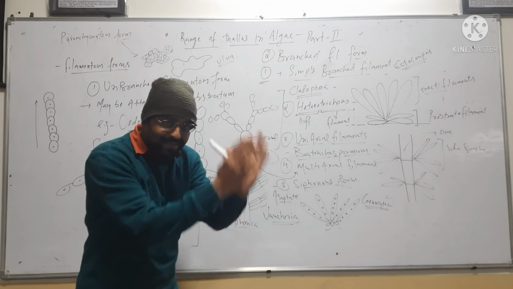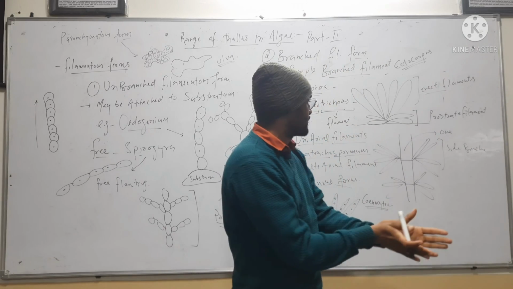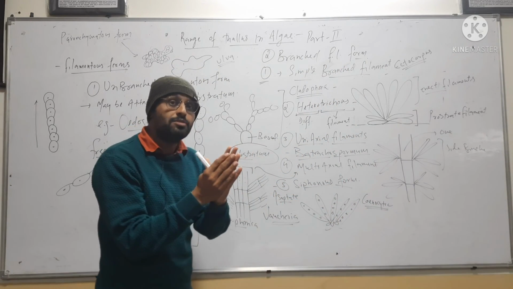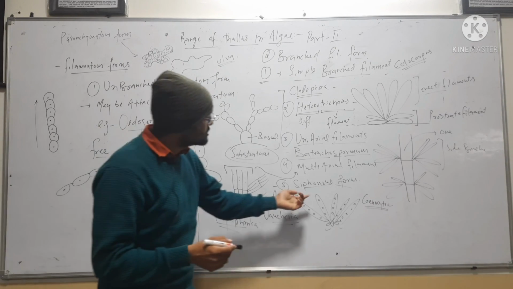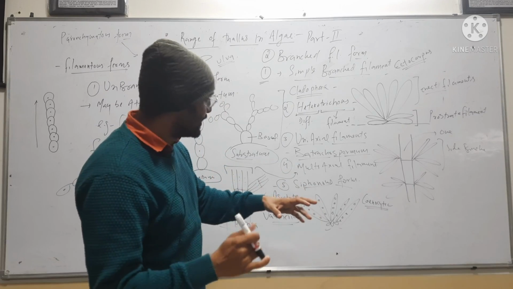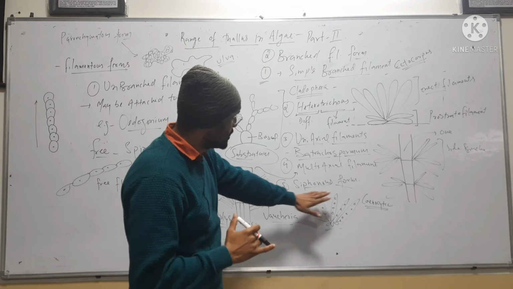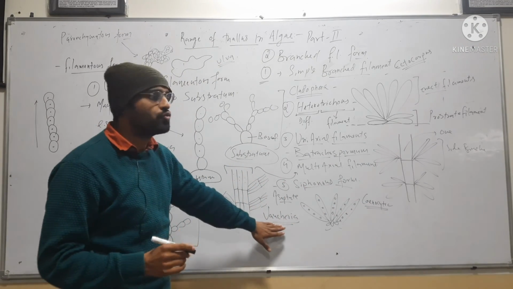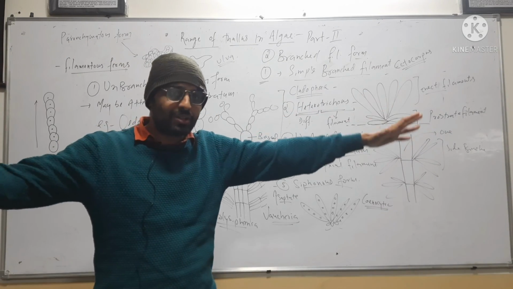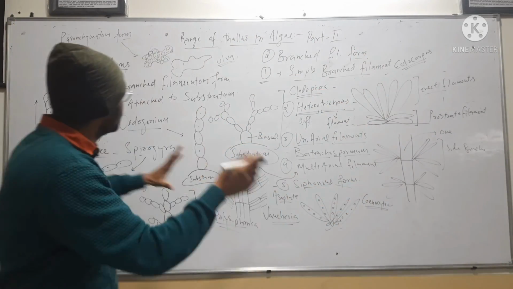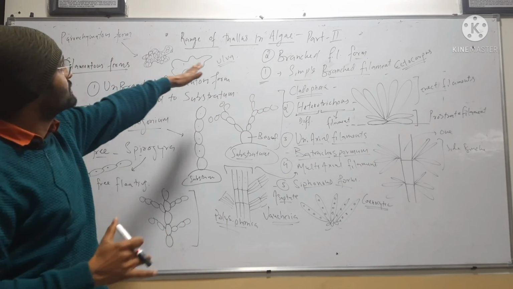In uniaxial there is one axis and side branches are present on that axis. In multiaxial there is more than one axis, for example, Polysiphonia. And the next is siphonous form, when a filament is branched, aseptate and multinucleate, then it is called siphonous form or coenocytic form. Example is Vaucheria. And the last one is parenchymatous form, when cell divides in many directions and they form a particular structure that resembles parenchymatous tissue of plants, then it is called parenchymatous form. For example, Ulva.